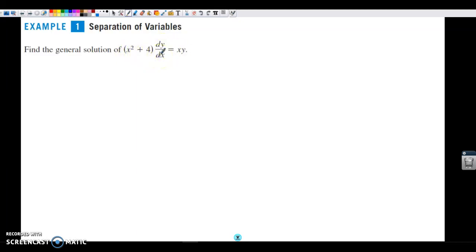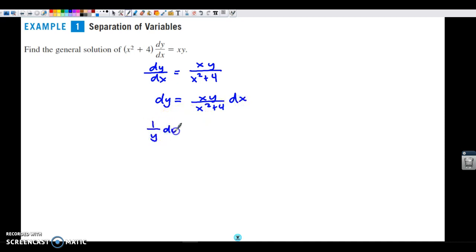And I want to separate out the variables so that all the x's are on one side and all of the y's are on another side. My first step is to divide both sides by x squared plus 4, and I have dy/dx equals xy divided by x squared plus 4. Now I want to multiply both sides by dx, and I get dy equals xy over x squared plus 4 times dx. Now I want to divide by y on each side. I have 1 over y dy equals x over x squared plus 4 dx.